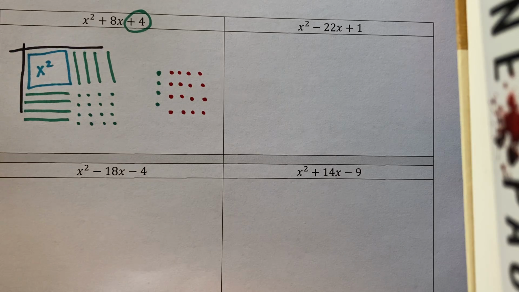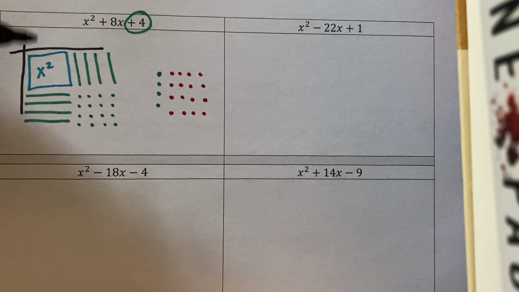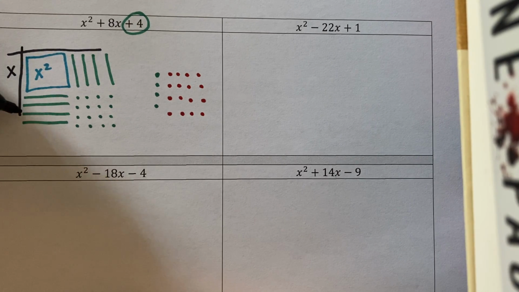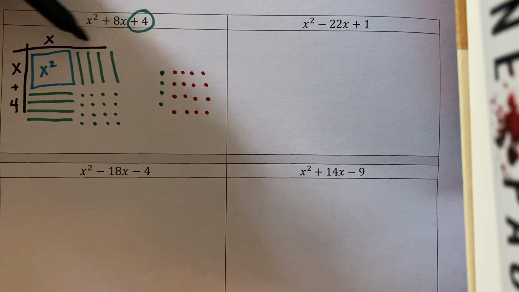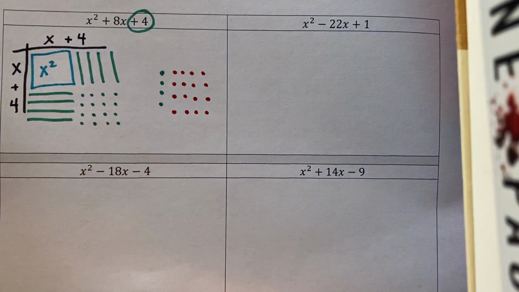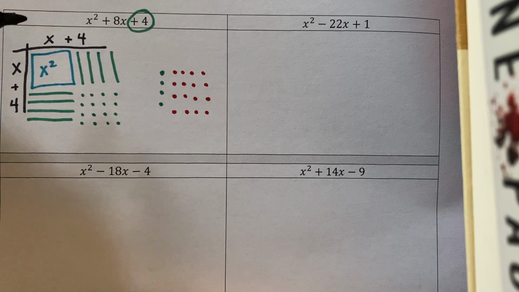Okay, now we're going to get into writing out the problem. All right, so on this side right here, I have an x, and I have 1, 2, 3, 4 units. So it's just x plus 4. All right, looking up top, this is the length of an x, and I have 1, 2, 3, 4 units as well. If you do this correctly, this will always match up with this.